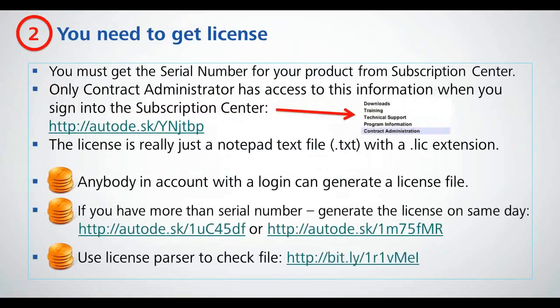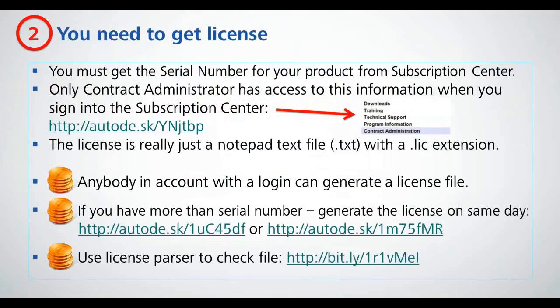So apart from the software, you need to get a license file. You can get that from the Autodesk Subscription Center. You log in with an Autodesk account, and you can generate a license file. Now, by default, the contract administrator has access to see all the serial numbers on the account. They might have given those permissions to other accounts as well. But if you don't see serial numbers, then you'll need to figure out who your contract administrator is, log in with that account, and you should be able to see them all.